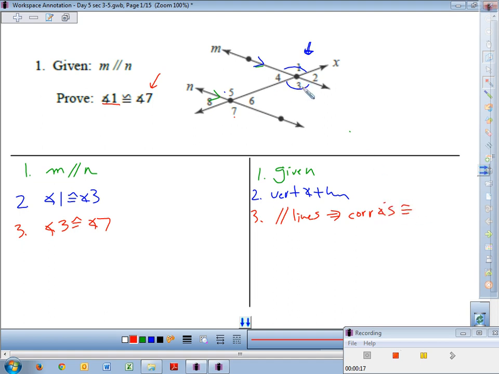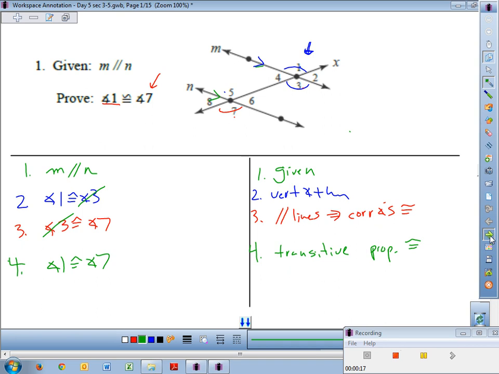And then we mark it. Since 3 has one arc mark, angle 7 will get the same amount of arc marks. Awesome. Now look back at what we want to prove. We want to prove 1 the same as 7. They are marked the same in my picture. That means that something's supposed to cross out in my proof, which is angle 3. So angle 1 is congruent to angle 7. And that was called, again, the transitive property of congruence, when you cross out what's in common and write the leftovers congruent to each other.